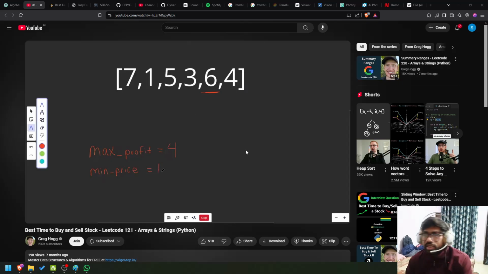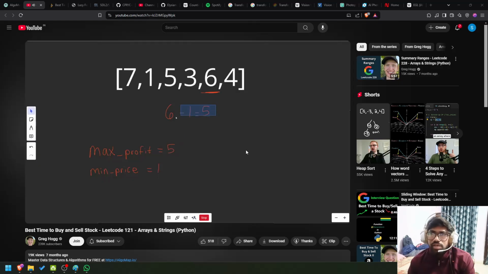Then we move over and see 6. Okay, we could buy it at 1 and sell it at 6. So 6 minus 1 is equal to 5. That is a better max profit, and so we would mark this as a 5. And when we get to the final value here, 4, that would be a profit of buying it at 1 and selling it at 4. So 4 minus 1 is equal to 3. That's not any better, so we'd return 5.